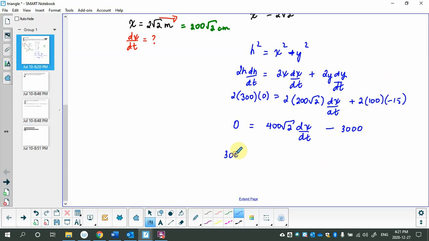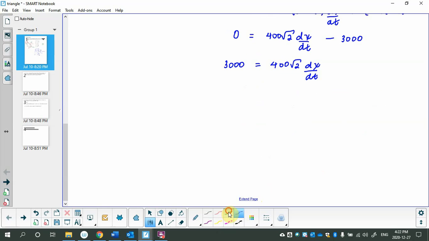So I'm going to take the 3,000 across and get dx by dt on one side. And finally, divide both sides by 400 root 2. Now, although it is not the best answer, dx by dt would be, chop off 2 zeros, chop off 2 zeros, 30 over 4, 15 over 2 root 2.